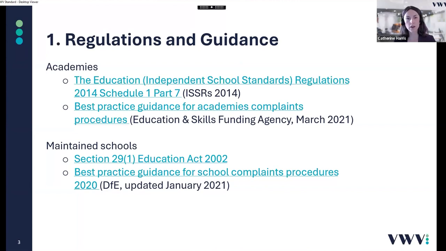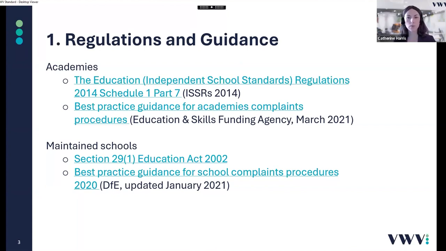The Department for Education has published best practice guidance for academies' complaints procedures, which I'm sure people working in the academy sector will be aware of. That is very useful guidance, in particular because it sets out what the requirements are under Part 7 of the regulations and how academies should be meeting these in relation to their complaints procedures.